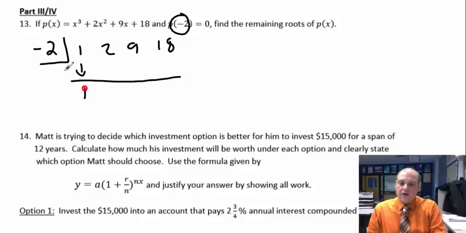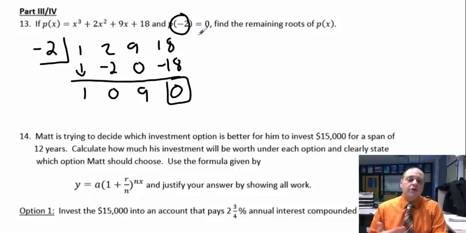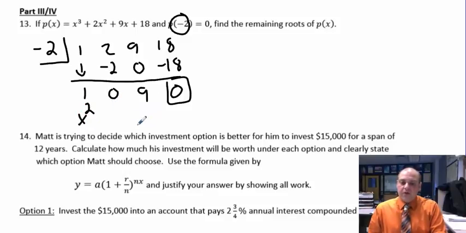So this is going to be 1. 1 times negative 2 is negative 2. Add down 0. 0. Add down 9. And you get negative 18. And remember, you have to get a 0 here. If you don't get a 0, it's not a 0. You did something wrong. They're telling you it's a 0, so you have to get a 0 at the end. Now, what's left? Well, this is x squared. This is x. And this is just plain old 9. So x squared plus 9 is left.